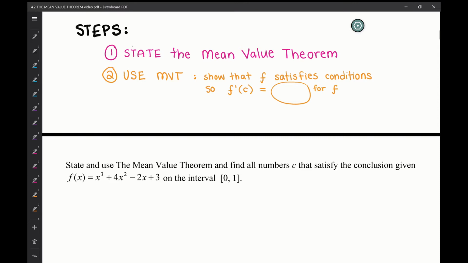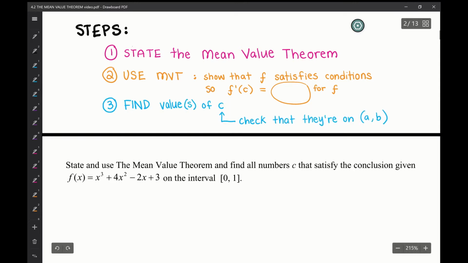And that because it satisfies those conditions, you have some sort of f prime of c is equal to whatever the particular f of b minus f of a over b minus a is for your particular function. And then you want to find the values of c that satisfy that condition and check to make sure that they're actually on your interval.